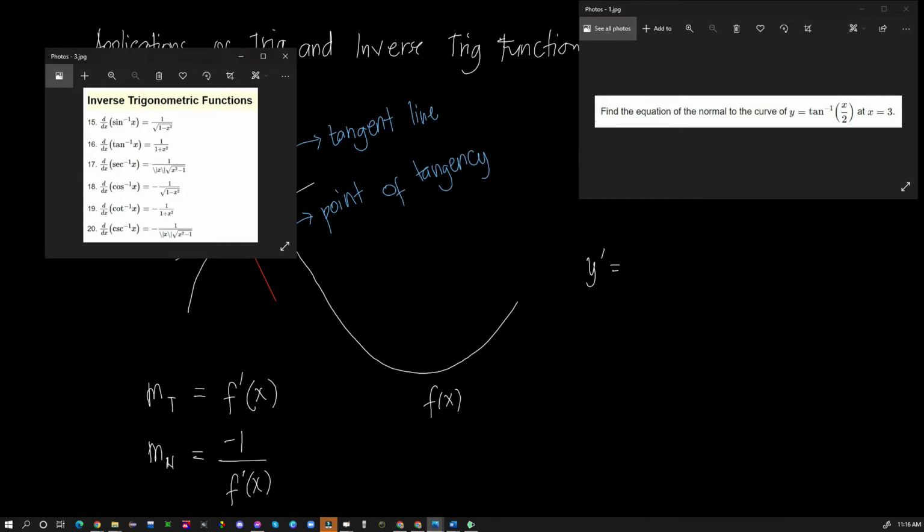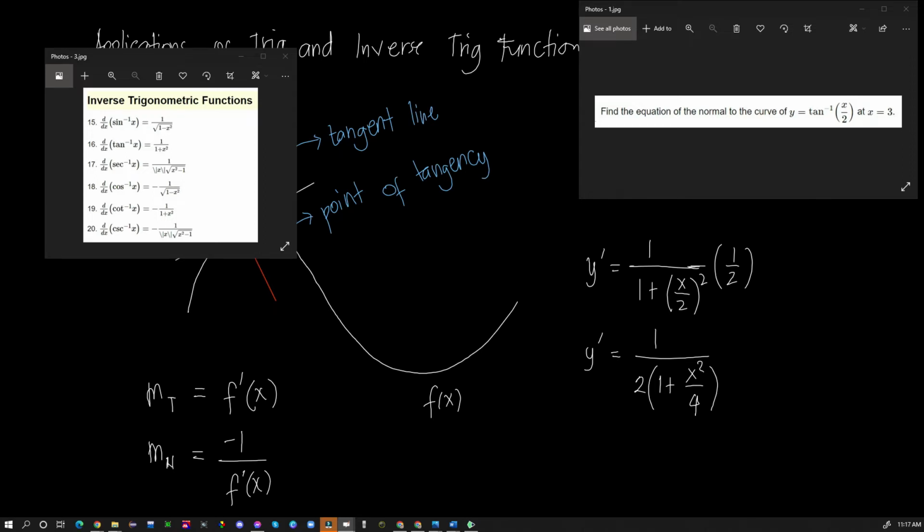Okay, so we have 1 over 1 plus, unsa nga tong x? X over 2 squared. Pero, naay derivative ni x. Okay, so derivative ni x over 2, that is 1/2. Okay, so we have y prime is equal to 1 over 2 times 1 plus x squared over 4.